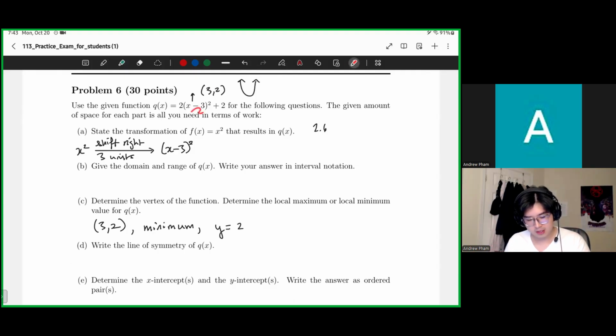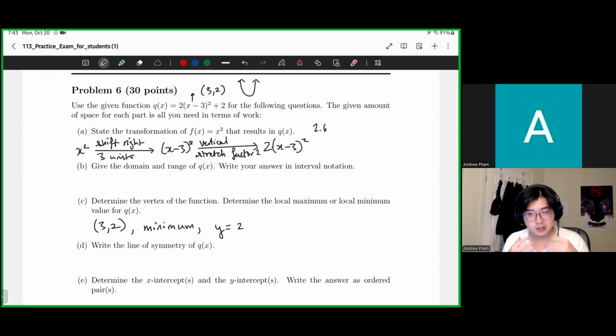To think about vertical, what is being multiplied to the squared term in this case? I think that the 2 is being attached by multiplication. I'm also adding a 2. By order of operations, we have to consider the 2 being multiplied first. So from here, I go to 2 times (x minus 3) squared. And what does this 2 correspond to? It corresponds to a vertical stretch by a factor of 2.